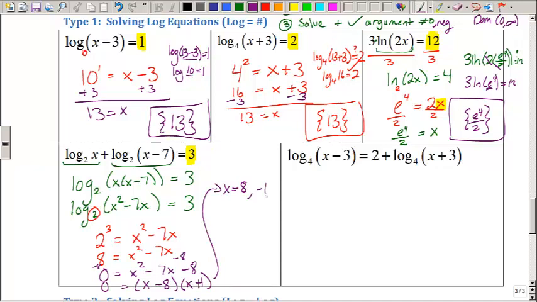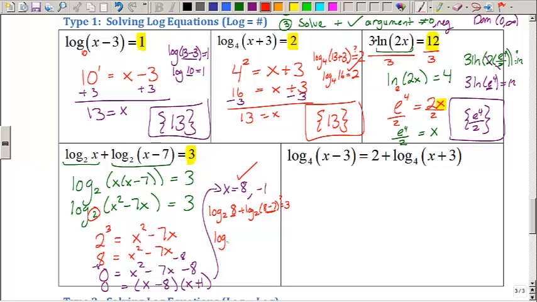Now I say potential because I have to check both answers. You cannot just say, well, 8's positive and negative 1's negative, so therefore that's not right. And you have to make sure that when you plug in 8 to both terms that it doesn't make either negative. So I have log base 2 of 8 plus log base 2 of 8 minus 7, supposedly equal to 3. This argument is positive. 8 minus 7 is 1. 8 is positive. So 8 checks out as non-extraneous. I didn't check for accuracy, but I did check for extraneous.